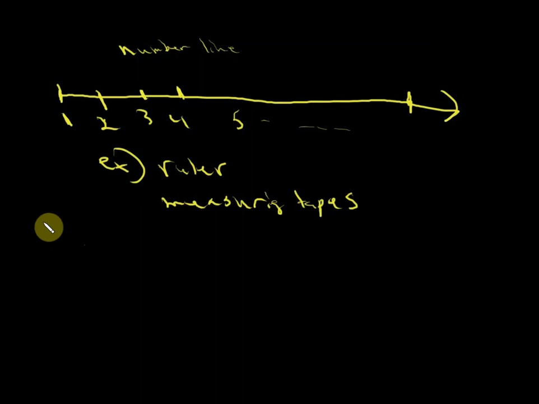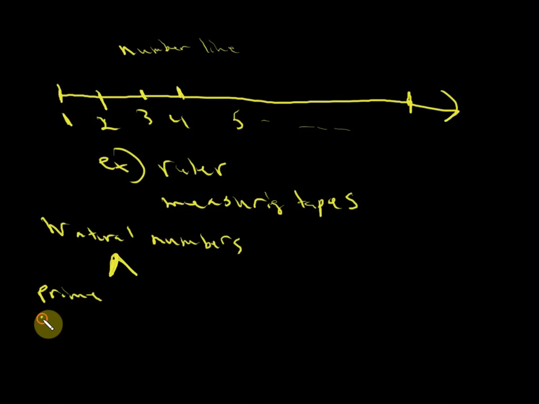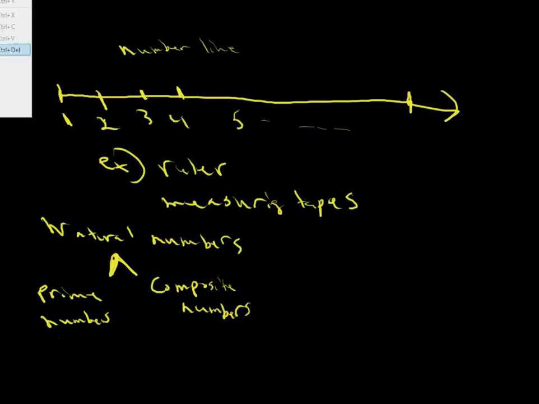And so when we talk about natural numbers, we can break this down into two categories: prime numbers and composite numbers. So let's first break down what a prime number is.